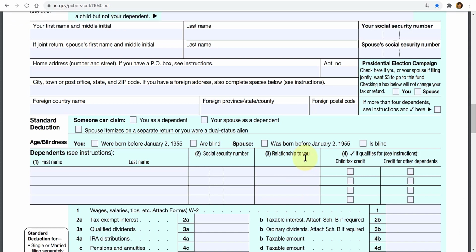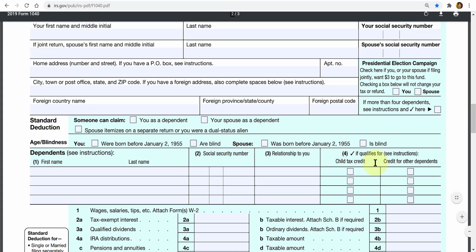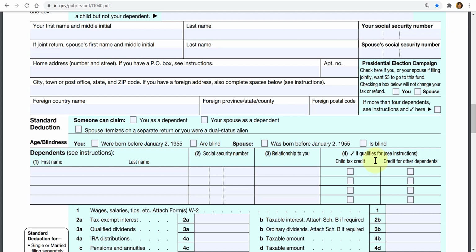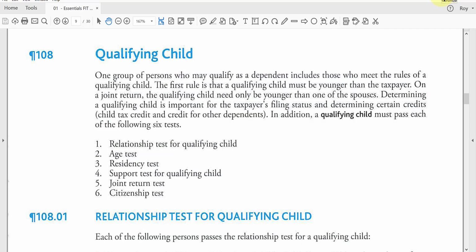Dependents can be classified into two broad groups. One is called qualifying child, and the other is called other qualifying relatives. And in addition to the filing status, the taxpayer may be able to claim tax credits for these dependents. And we'll talk about more tax credits than these two mentioned here in our next chapter, chapter number 2. But let's take a look at our textbook to see the discussion about dependents.